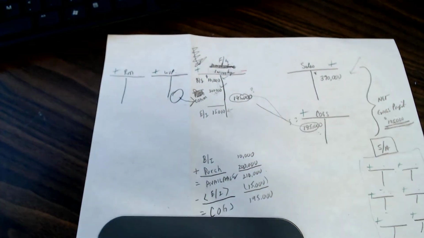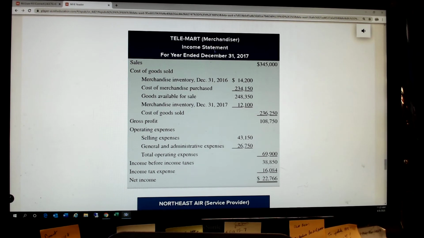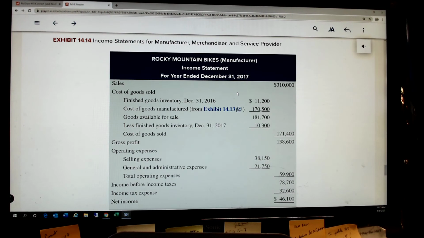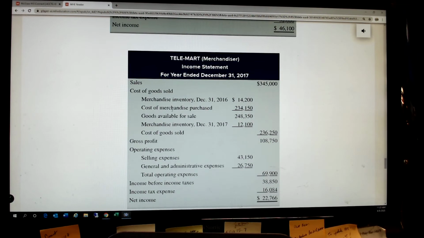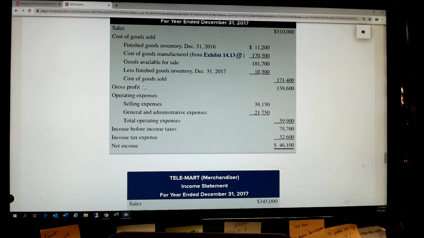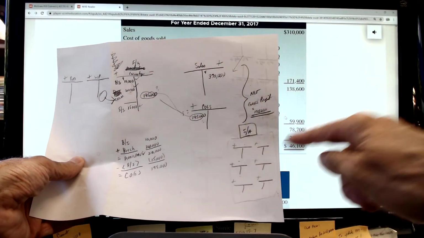So how's the income statement going to be different then? Not much. This is the merchandiser. Let's go see what a manufacturer's looks like. Sales, well, that's what you sold it for. And not merchandise inventory beginning, but finished goods inventory beginning, plus what I manufactured gives me cost of goods available, less finished goods inventory gives you the cost of goods sold. Compare that to what you sold it for. That's your gross profit. And then you subtract off all the selling expenses, the very same selling expenses.